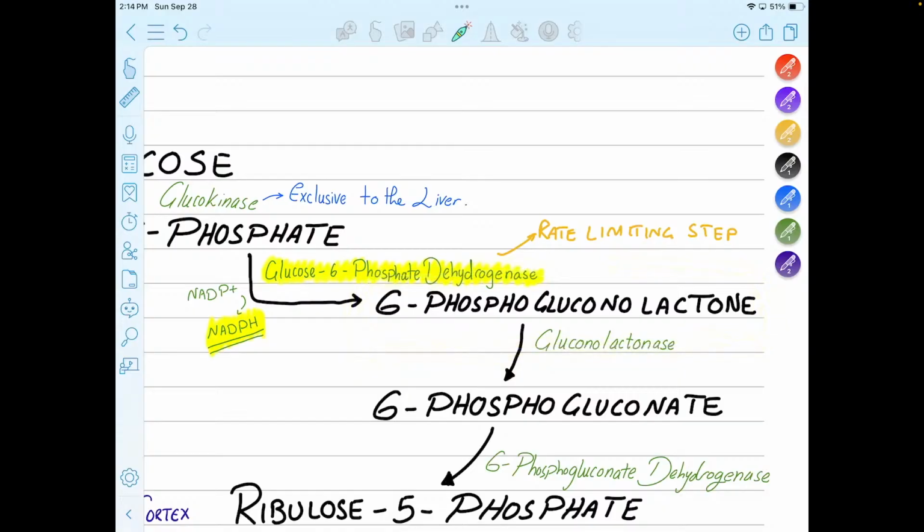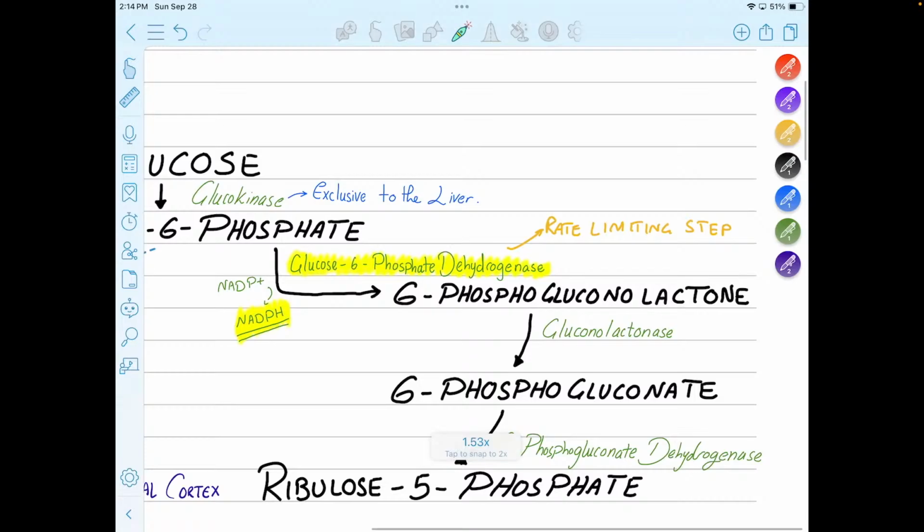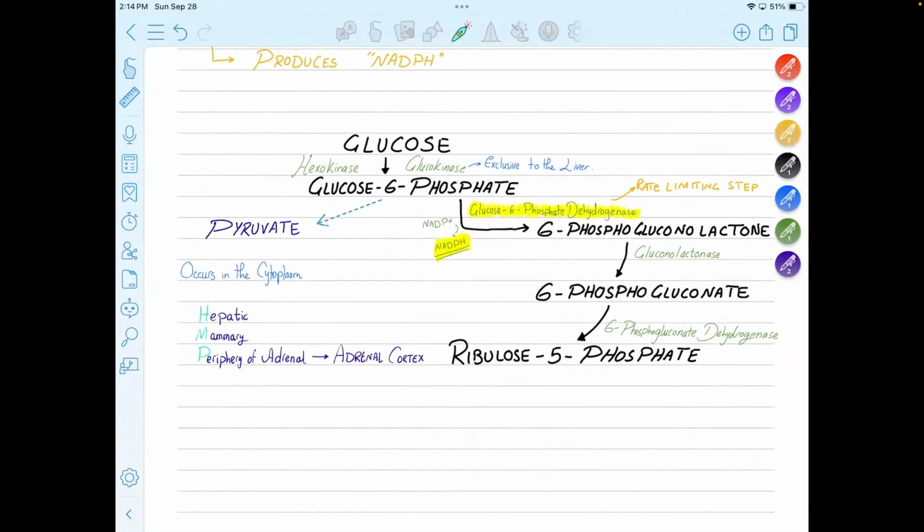6-phosphogluconolactone, which makes NADPH. That's the goal of the HMP shunt. The enzyme is glucose 6-phosphate dehydrogenase. Then you have conversion of 6-phosphogluconolactone into 6-phosphogluconate. That's done through the enzyme gluconolactonase. Right? Anyhow, that's it. Not much to it, innit?